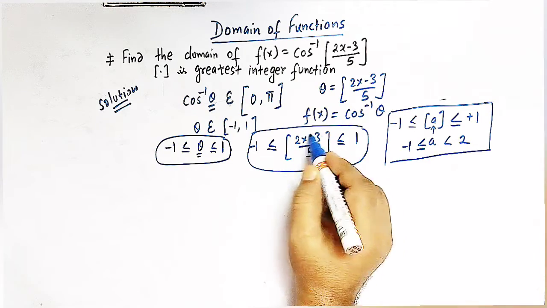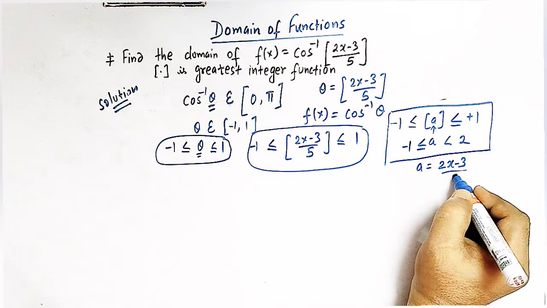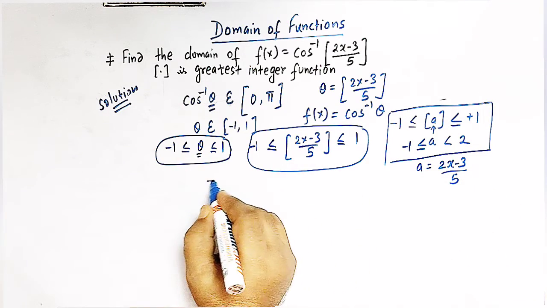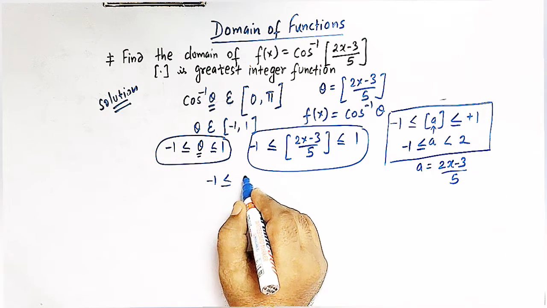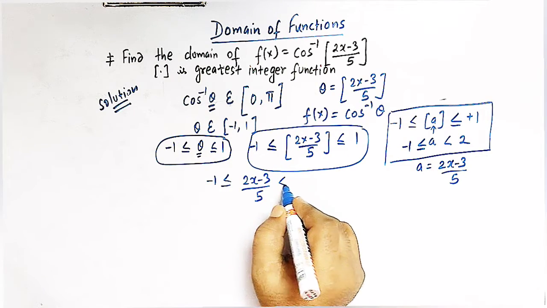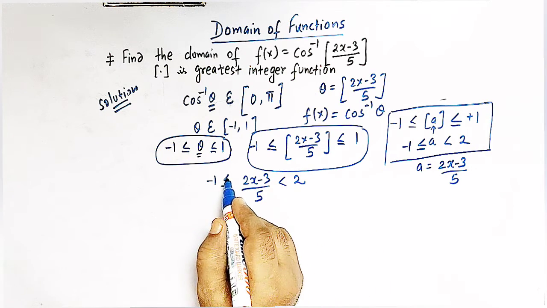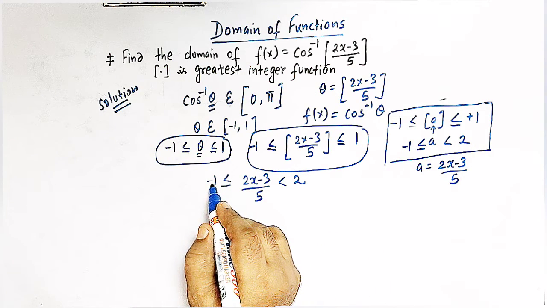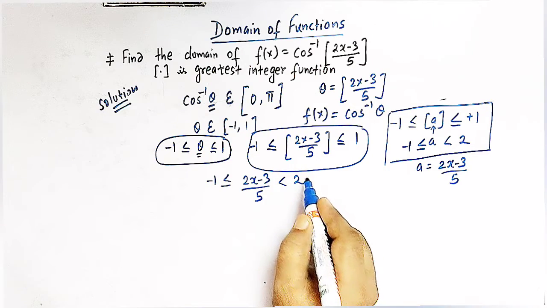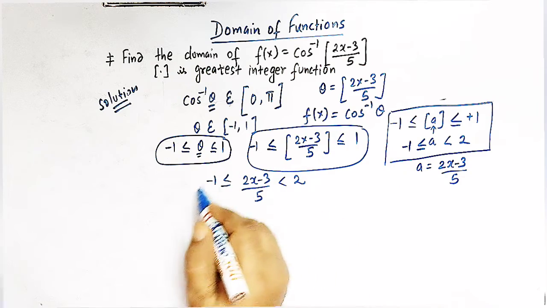So we'll make use of this result, right? So here our a may be taken as 2x minus 3 over 5. So here we have minus 1, and here we have 2x minus 3 over 5, and this is less than 2. So 2x minus 3 over 5 should be greater than or equal to minus 1 but less than 2. So now we have a simple inequality and we can easily solve it.